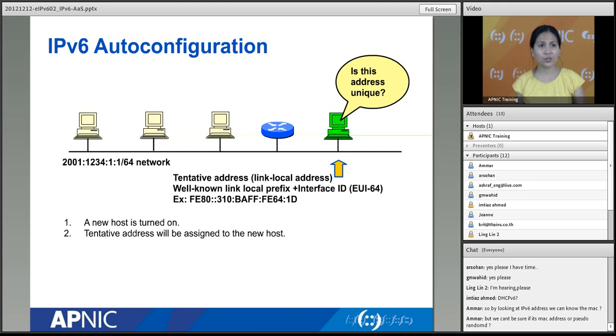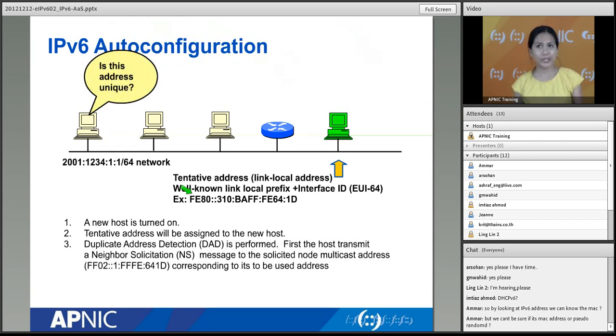So this is how auto-configuration basically works. If one machine connects to the network, it will tentatively assign an IPv6 address to itself. It will assign what we call a link local address. As you know by now, a link local address starts with FE80 and the last 64 bits is either random or based on EUI-64. In this example, let's say it is based on EUI-64. So this is your tentative address: FE80, and then your interface ID somewhere here.